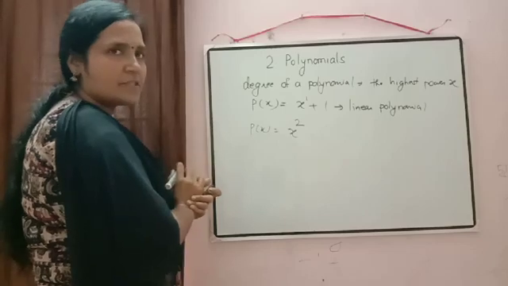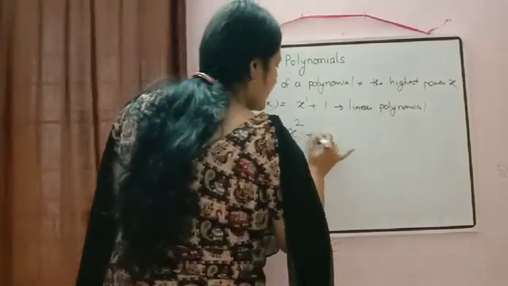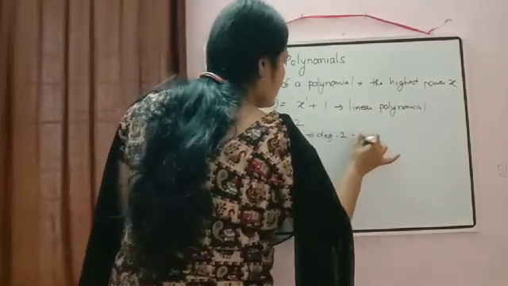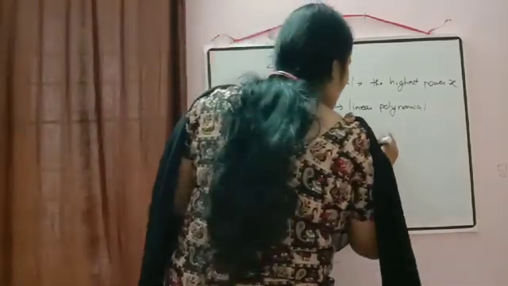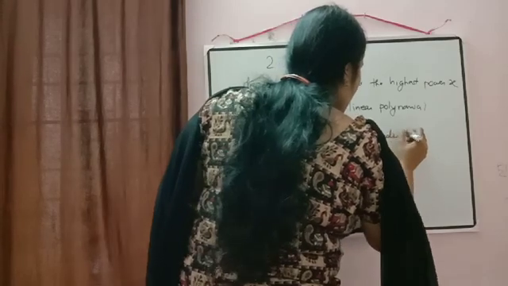Then the next one: suppose I wrote a polynomial x square. What is the degree of this polynomial? 2. Correct? Its degree is equal to 2. So the polynomials whose degree is 2 are called quadratic polynomials.